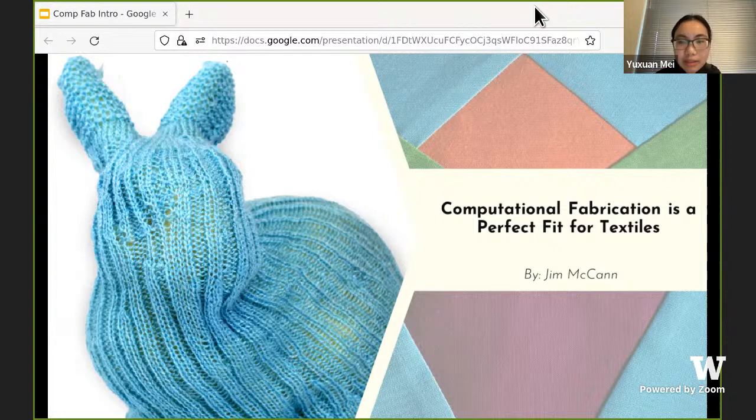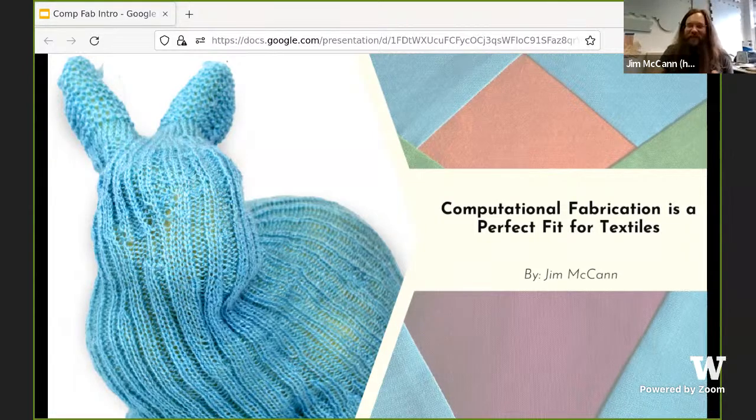On a lighter note, Jim is one of only two people who have contributed both papers and talks to every edition of Carnegie Mellon's Stroke Conference, SIGBOIC. Now it's in its 14th year. So, yeah, Professor Jim McCann's talk will be on computational fabrication is a perfect fit for textiles. And please take it away.